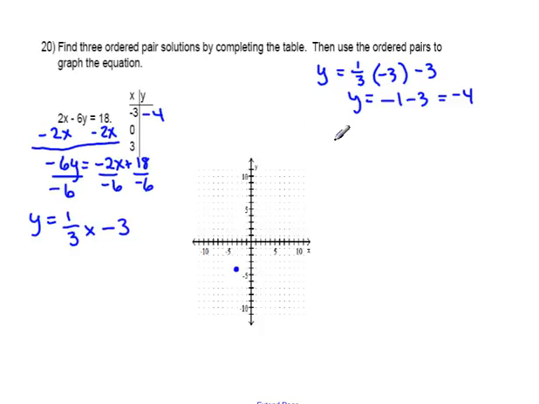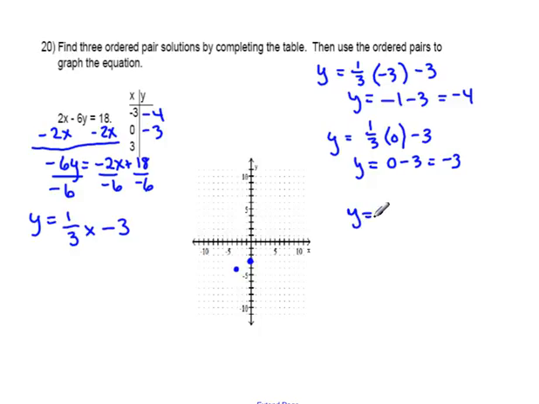And now let's plug in 0. 1/3 times 0 minus 3. So replacing the x with 0, solve for y. Anything times 0 is 0. Minus 3 gives you negative 3. So we have the point 0, negative 3. Begin at the origin and move down 3. That's the second point. And now let's get the third point.